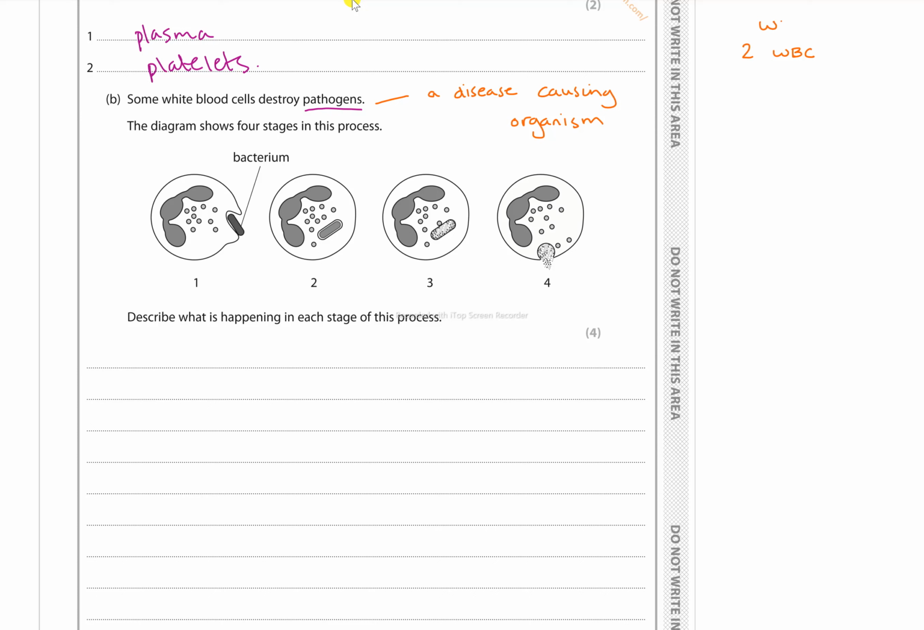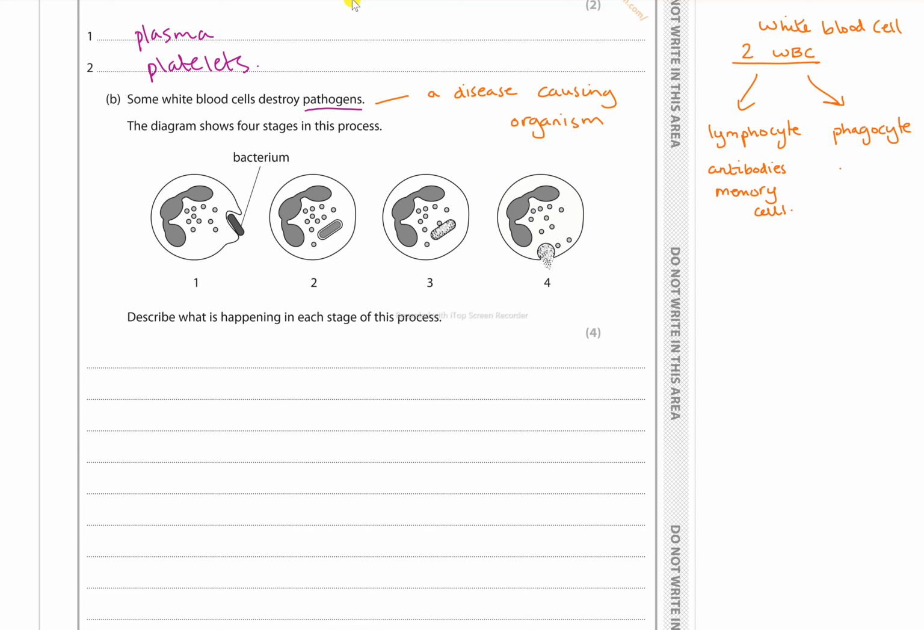So remember, white blood cell, you've got two types. You've got a lymphocyte and a phagocyte. Lymphocytes make antibodies and turn into memory cells.